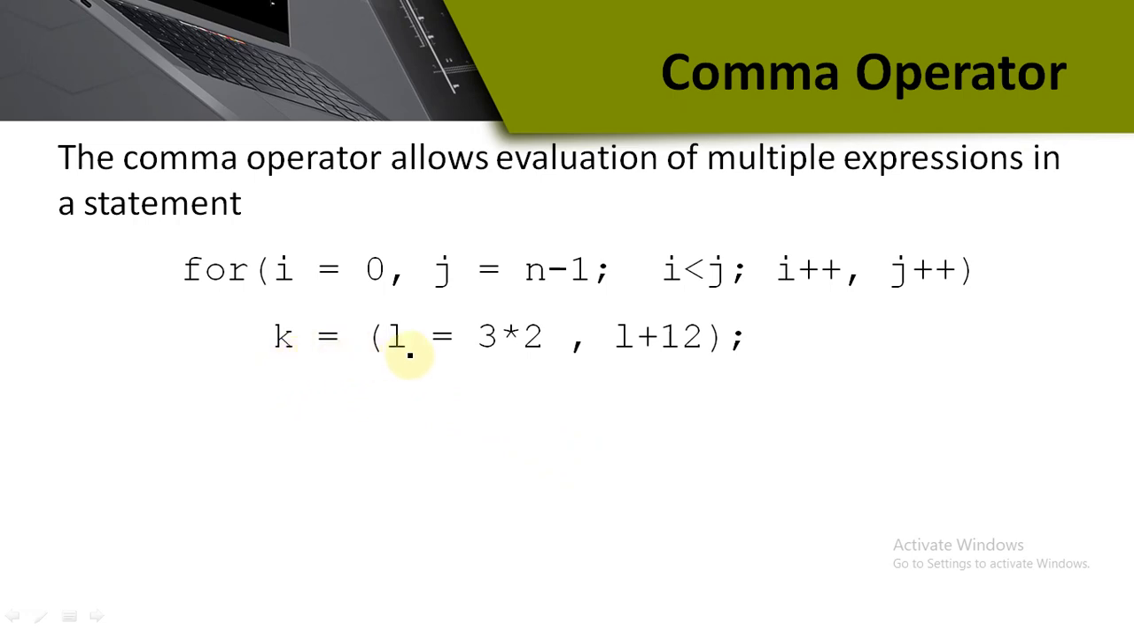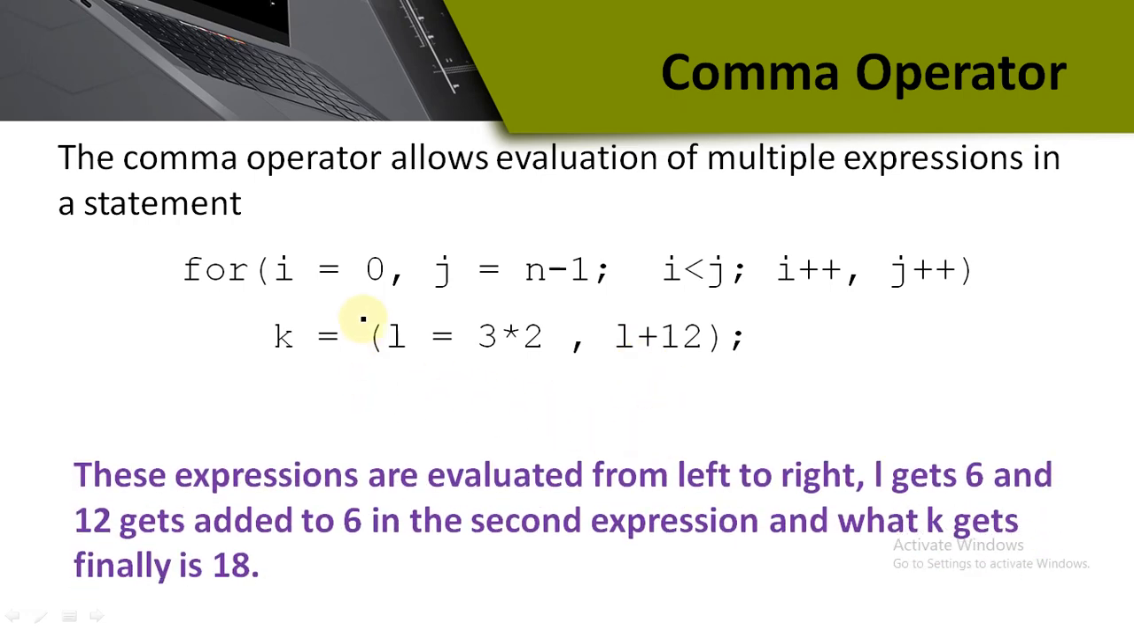k = l = 3 * 2, l + 12. Since this expression will be evaluated from left to right, l initially becomes 6, and then 6 plus 12 becomes 18. So what k gets is 18. Finally, these expressions are evaluated from left to right because it has left to right associativity. l gets 6 and 12 gets added to 6 in the second expression, and what k gets is finally 18.